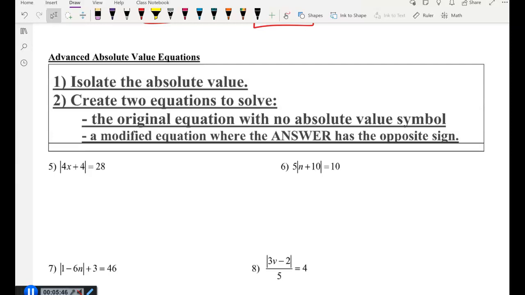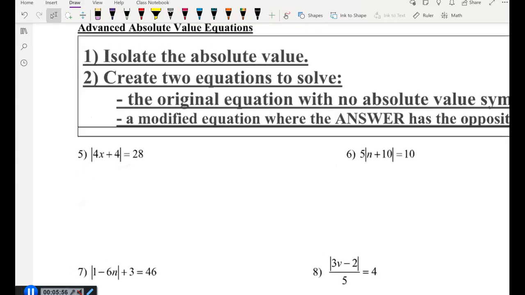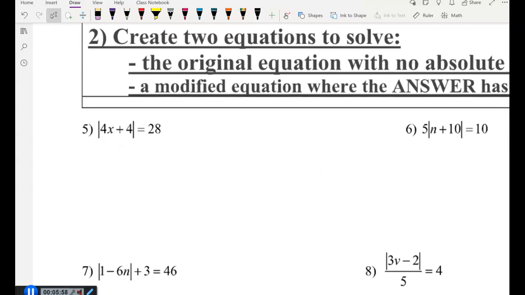Okay, so example 5 says absolute value of 4x plus 4 equals 28. Okay, I'm going to make it bigger so we can write down here. So Logan, look at number 5. It's the absolute value, Logan, all by itself, all isolated. Yeah, so we don't have to do anything except now jump to number 2.